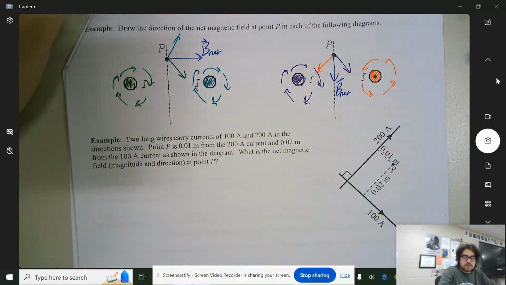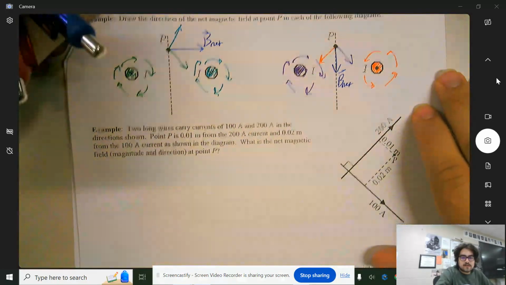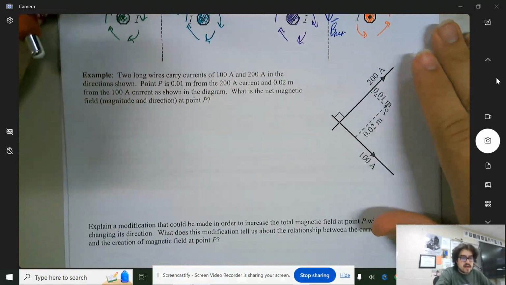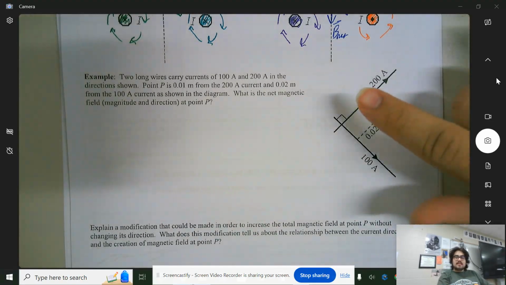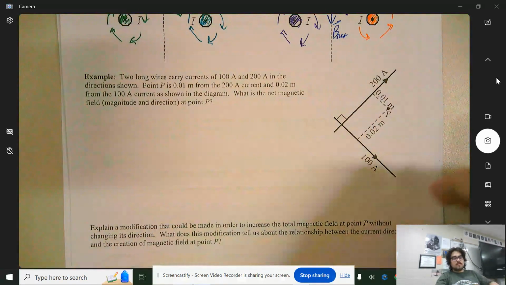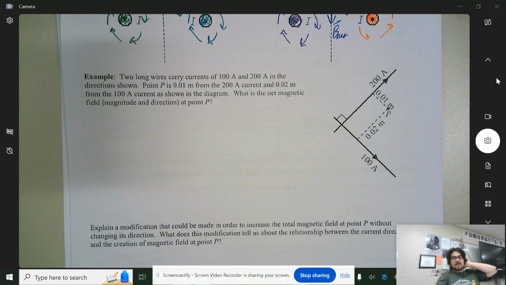Our next example shows us two long wires that are perpendicular to each other, and they carry currents of 100 amps and 200 amps in the directions shown, okay? Point P is 0.01 meters from the 200 amp current and 0.02 meters from the 100 amp current as shown in the diagram. What's the net magnetic field direction and magnitude at point P?